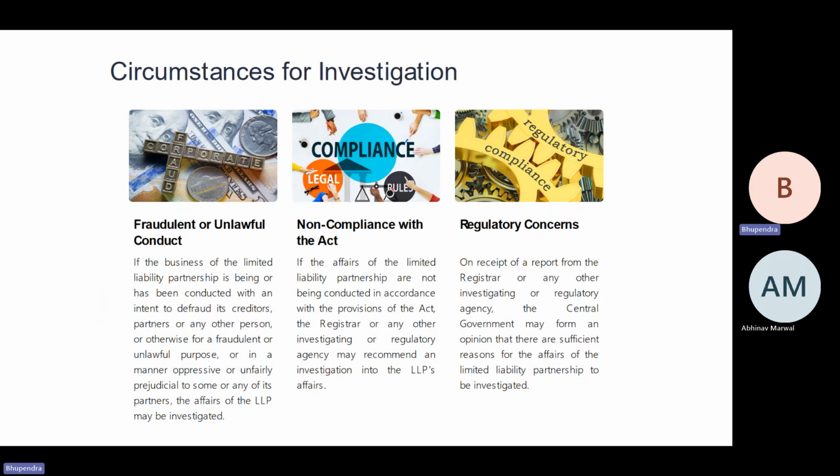So this came under fraudulent practices, but errors are also mentioned. It is not that you can escape by calling it an error. So errors will come under non-compliance with the act, and frauds will come under fraudulent. Non-compliance with the act comes under the second law: if the affairs of the limited liability partnership are not being conducted in accordance with the provisions of the act, the registrar or any other investigating or regulatory agency may recommend an investigation into the LLP affairs.